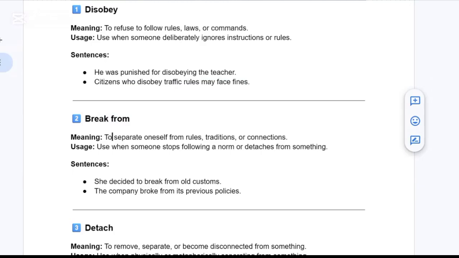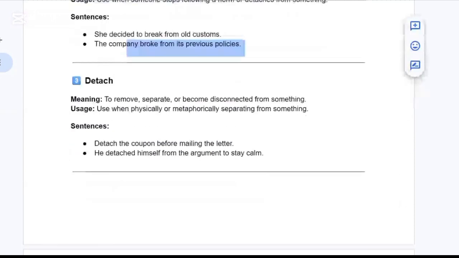Break from: to separate oneself from rules, traditions, or connections. Used when someone stops following a norm or detaches from something. She decided to break from the old customs. The company broke from its previous policies.